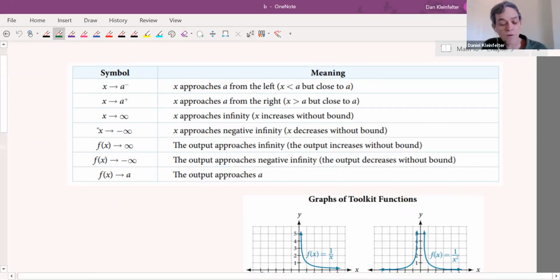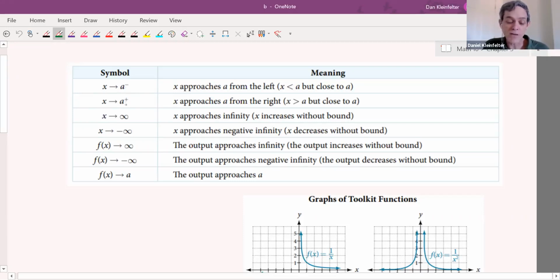The first 4 rows or so deal with what is X doing? What is the input doing? So we have X and then an arrow and then either A or an infinity sign. When we have X, an arrow, and then an A, that means X is getting close to a particular number, A, like 3 or 5 or 12. X is getting close to a particular number.